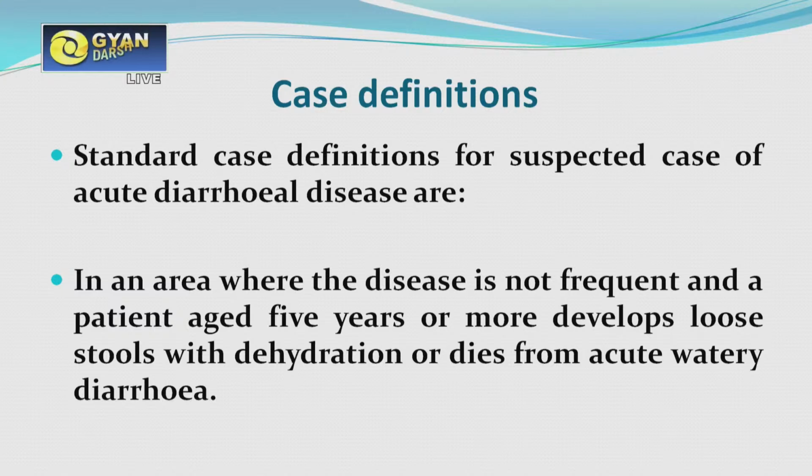So in an area where the disease is not frequent and a patient is 5 years of age or more, develops loose motion. Suppose a child develops loose motion with dehydration or dies from acute watery diarrhea. Even that death is very, very important to understand, that if a death occurred due to diarrheal disease and dehydration, then in that area, because the disease was not frequent, that death becomes important. You have to be very careful.